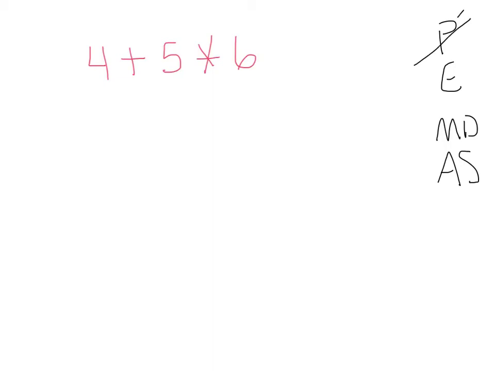Nope, no parentheses. Any exponents? Nope. Are there multiplication and division? Yes, there are. 5 times 6 is a multiplication problem, so I'll do that first. 30. Then I actually take and rewrite the rest of the problem, even though it might be a little bit backwards. So it's going to look a little bit funny because I'm going to be writing this way, okay? But I'm going to write plus 4, okay?